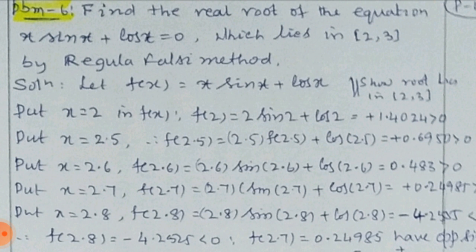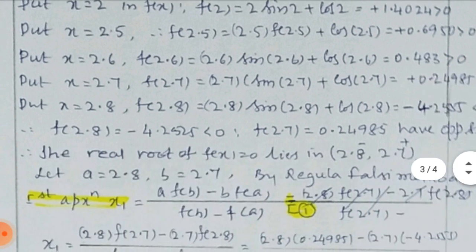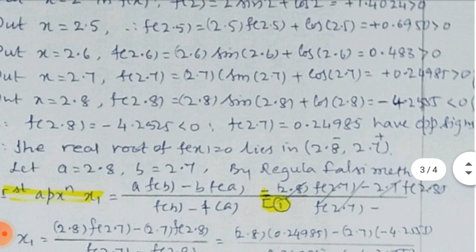So we search the roots. For real root, for any two successive values of x, we get f of 2.7 is positive, f of 2.8 is negative. These two have opposite signs. Therefore the real root lies between these two, in the interval 2.7 comma 2.8. Instead of 2 comma 3, we take 2.7 comma 2.8. Next, let a is equal to 2.8, b is equal to 2.7.